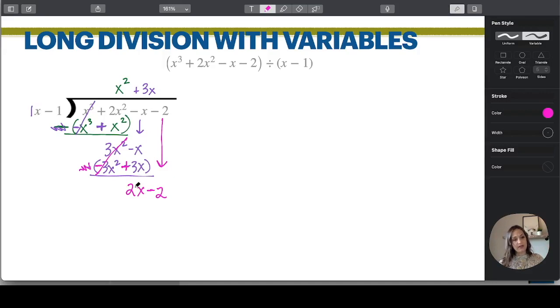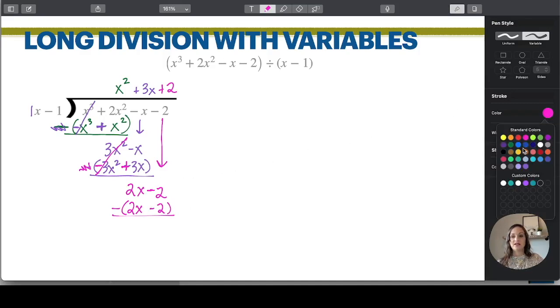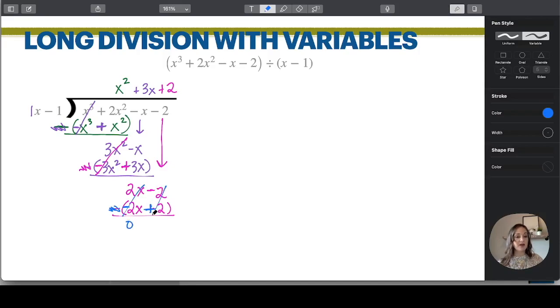1x goes into 2x how many times? Well, 1 times 2 gives me 2. So 2 times 1 is a negative 2. 2 times x is 2x. And then don't forget, we need to subtract that expression from the previous one. And so when we do that, we got to change the sign. So this becomes negative, and this becomes a positive. 2x minus 2x gives me 0. Negative 2 and positive 2 also give me 0. So they have a remainder of 0. So the final answer to this is going to be x squared plus 3x plus 2.